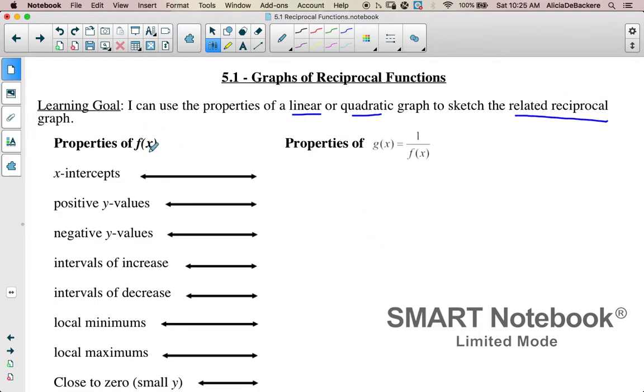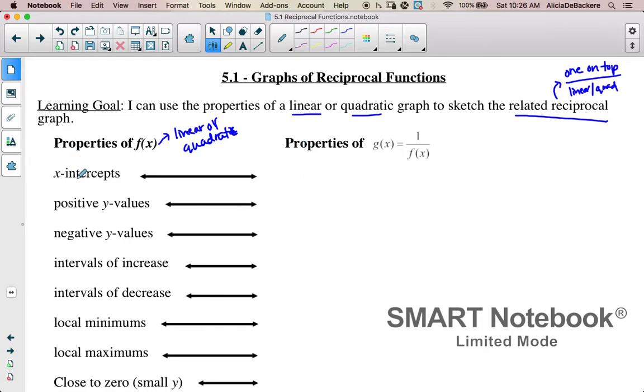So here for my f of x, this would be the linear or the quadratic. And notice that for this one, we are only looking at reciprocals. Now, reciprocal means that I'm going to have a 1 on top, right, as my numerator, and then the denominator will be the linear or the quadratic. So today's lesson is only a 1 on top. In our next lesson, 5.2, we're going to put some algebra or some different things in the numerator. So that's going to change the rules.